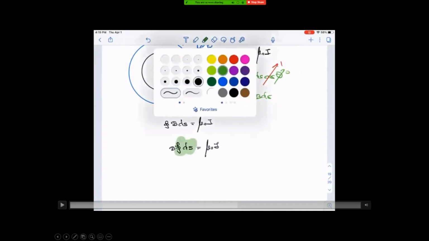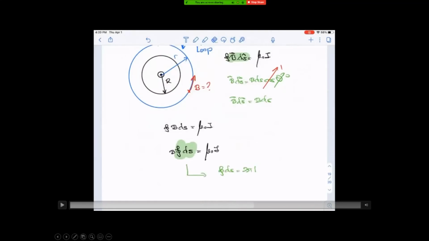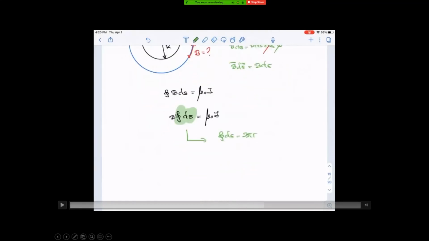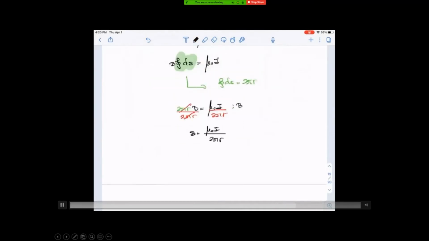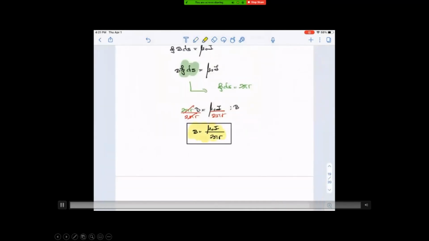And then ds is going to represent the circumference, 2 pi r, lowercase r. Do a back substitution, and then solve for B. And then once again, we recover the same expression that we had in the beginning of the lecture. All right, so the exact same mathematical expression for the strength of the magnetic field around the current line. That's it. Okay, so this one is so much faster.